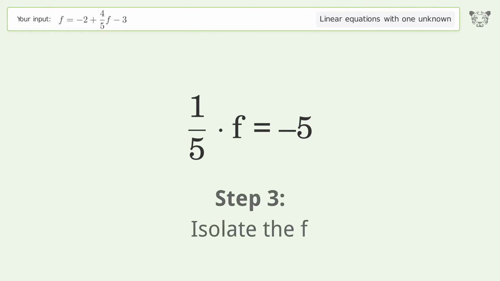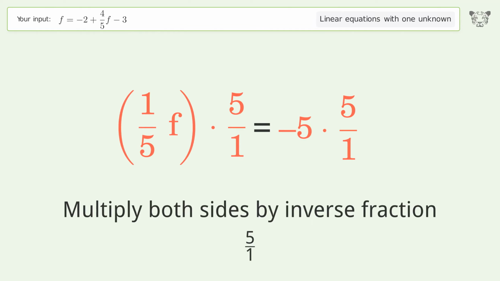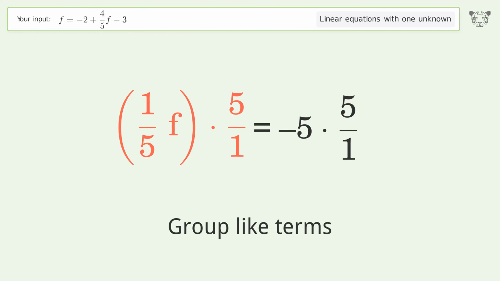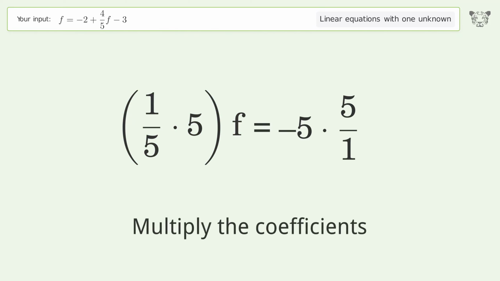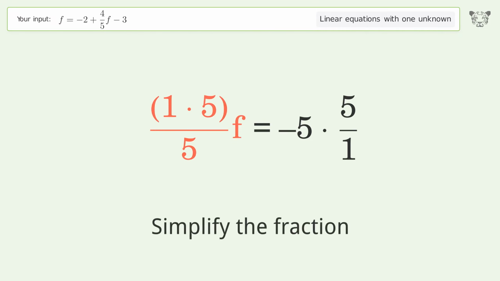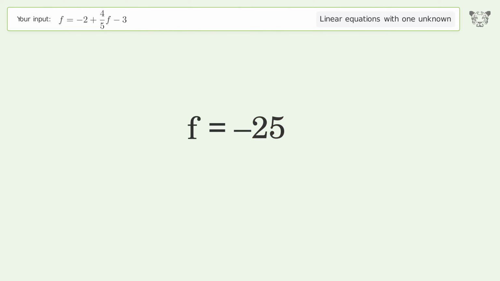Isolate the f. Multiply both sides by the inverse fraction 5/1. Group like terms. Multiply the coefficients. Simplify the fraction. Simplify the arithmetic. And so the final result is f equals -25.